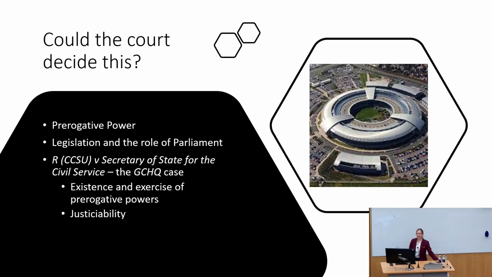Second, how are they exercising this prerogative power? So we know it's there, we know it exists, but what are they doing with it? Are they breaching other principles of the law in the way in which they're exercising it? So are they using it for an improper purpose? Did they take irrelevant considerations into account? In this case, did they breach a legitimate expectation?